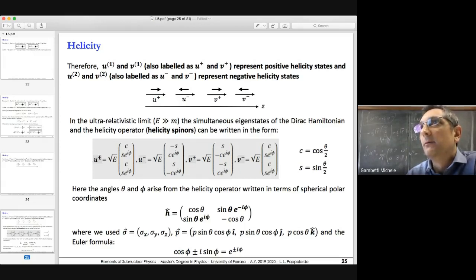So once more, U plus, U minus, V plus, V minus are simultaneously solutions of the Dirac equation for the free fermion and also eigenstates of the helicity operator.